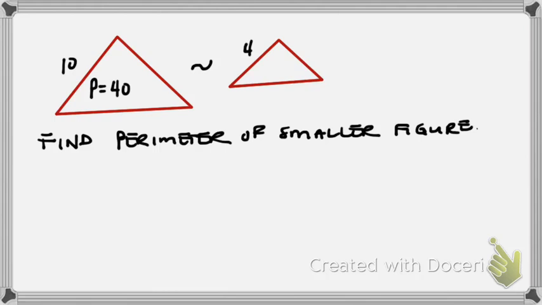Based on what we just learned, we have two triangles that are similar now. One has a side of 10. One has a side of 4. And now we have a perimeter of 40. So the first thing I want to figure out is that scale factor. And just as a refresher for those of you who have forgotten, the scale factor, as for a definition, is the ratio of corresponding sides.